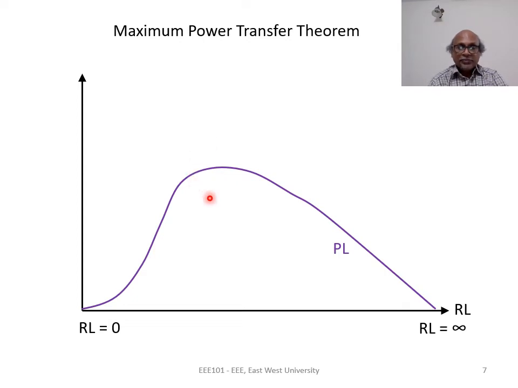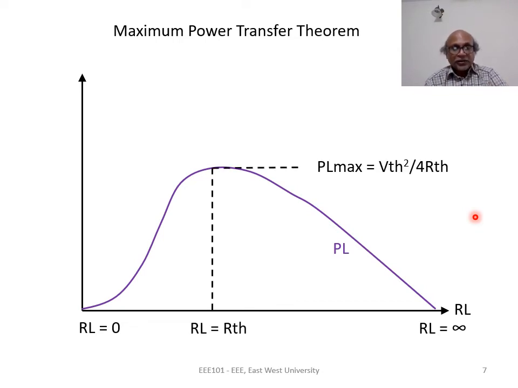So where is this maximum point located and what is the value of power at this maximum point? These two questions we have already answered from maximum power transfer theorem, the derivation that we did in the last two slides. So the maximum power occurs when load resistance RL is equal to Thevenin's equivalent resistance of the two-terminal circuit, and the amount of maximum power that can be transferred to the load is VTh square over 4 RTh.